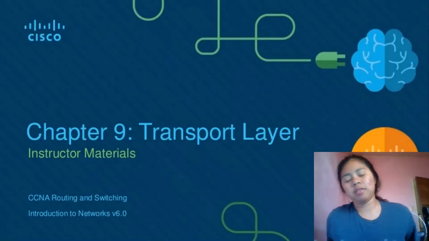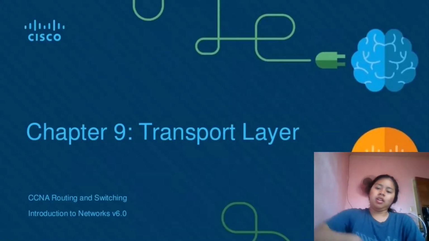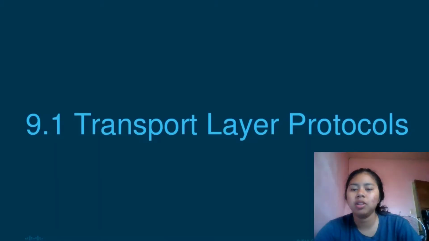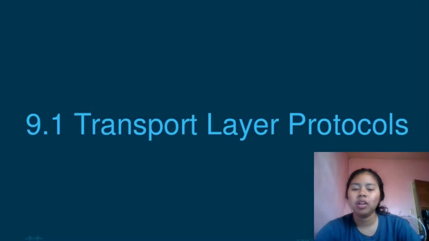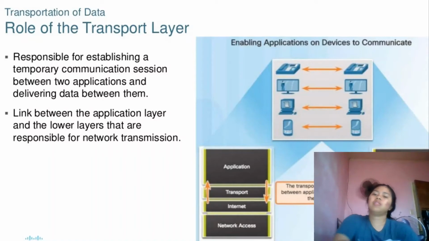Chapter 9 summary is the transport layer. On chapter 9, the sections and objectives are the transport layer protocols, TCP and UDP. There are only two section objectives for chapter 9. Transport layer protocol: the role of the transport layer.